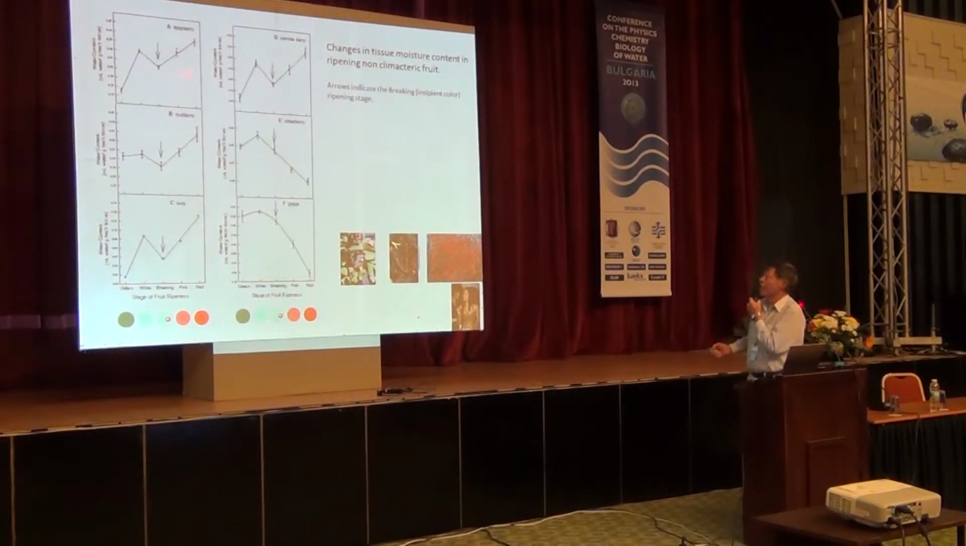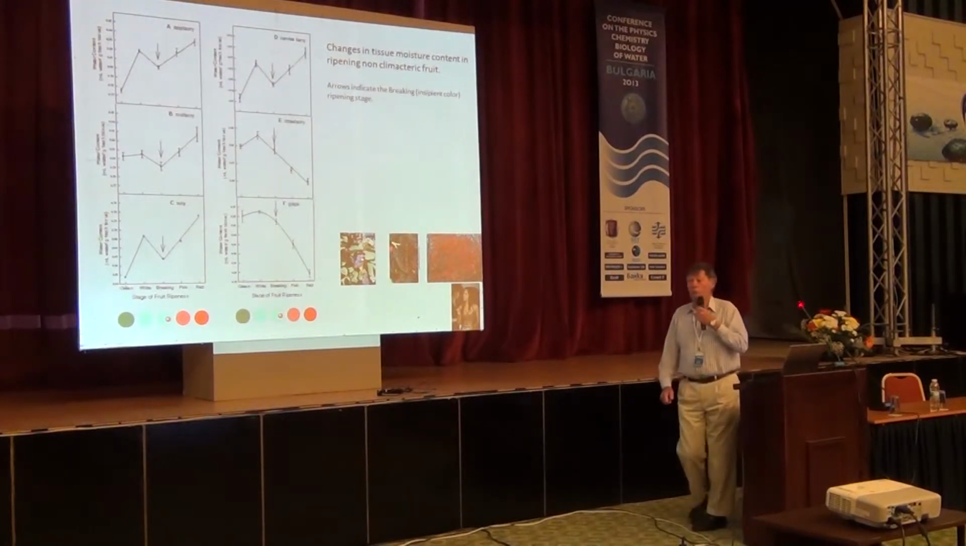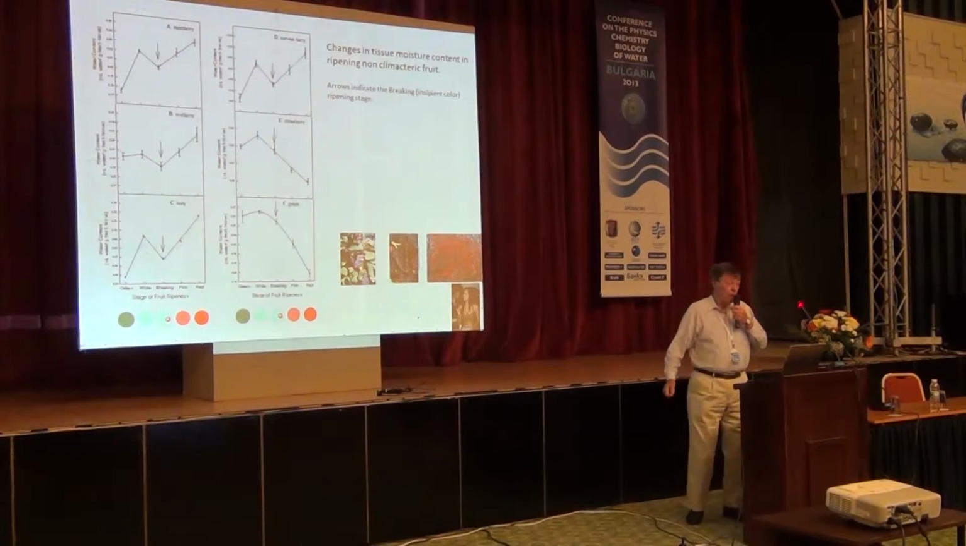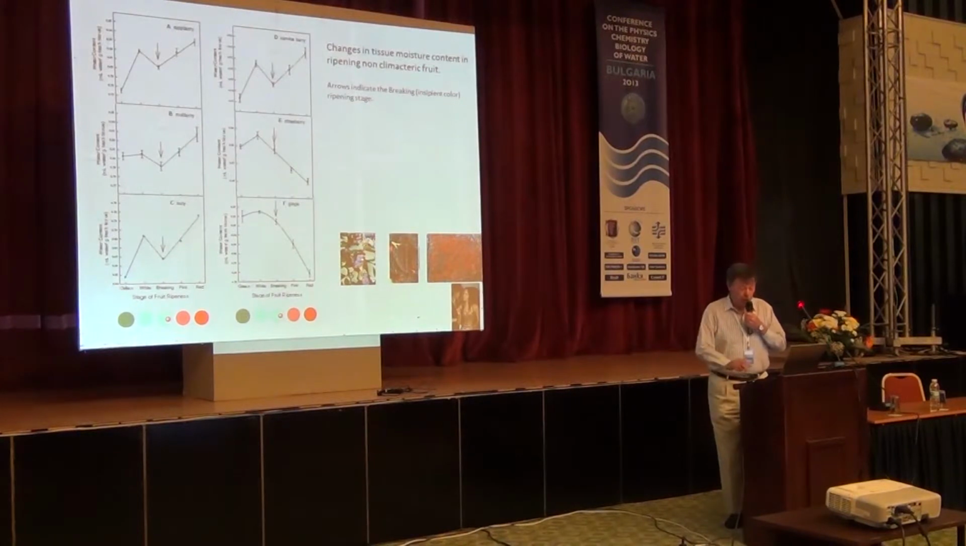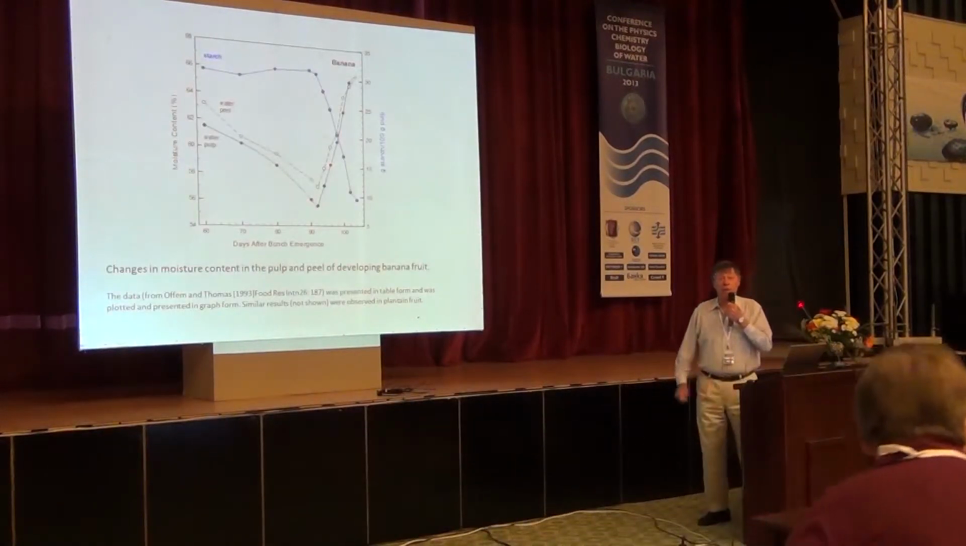back to my science. We see the same phenomenon manifesting itself in non-climacteric fruit, as the fruit moves from the green to the white and then to the incipient red. There is an increase in the water content, then a decrease in the water content shown by the arrows here in various group of fruit. So it appears to be a universal phenomenon, and I went to literature, see if perhaps other people have observed it, and indeed they did, but in entirely different context.